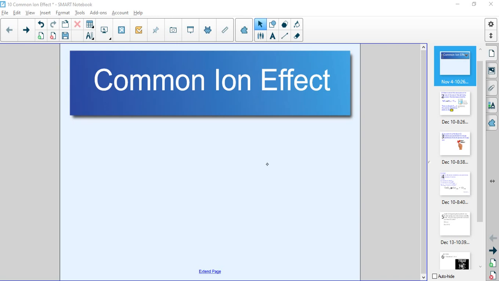Hello, Malcolm, chemistry students. So today's example, not really a lesson, more of an example, is about the common ion effect. And we have done one or two examples prior to this that are similar. So nothing too new here, just going to review a bit and then look at a specific type of example.